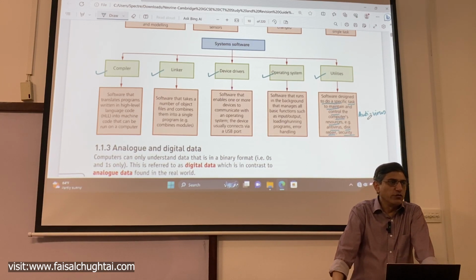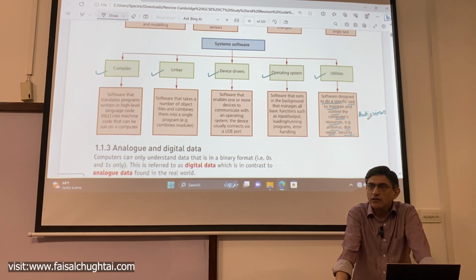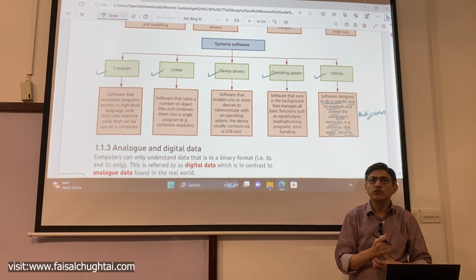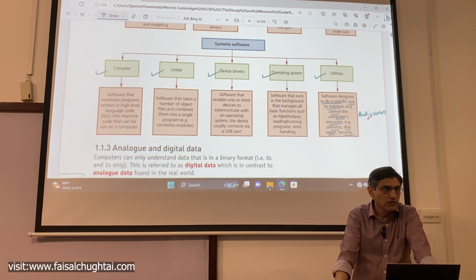Any security program would be included in the category of utility program because it would help you improve the security of your computer. Security from people who would otherwise like to get hold of the data which is stored on the computers illegally, maybe through hacking. Yeah, exactly. Like cybercrime. Cybercrime is a good term.